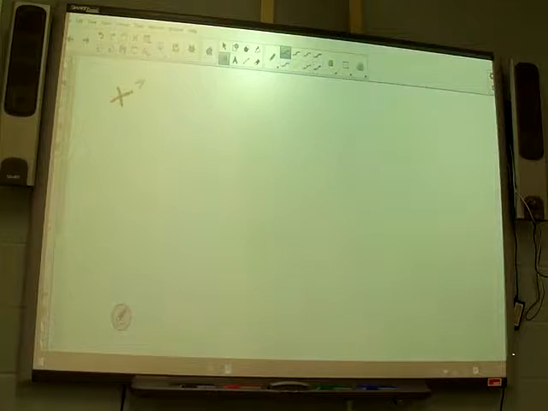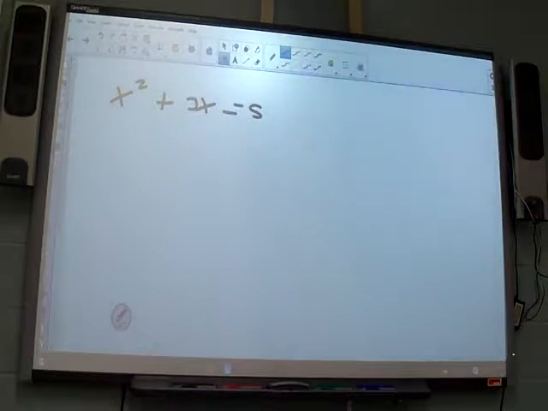So I've got x squared plus 3x equals 5. That's a 3 that got shorted there. Let me see if I can work on that. There we go. X squared plus 3x equals 5. Our directions say to solve the quadratic.